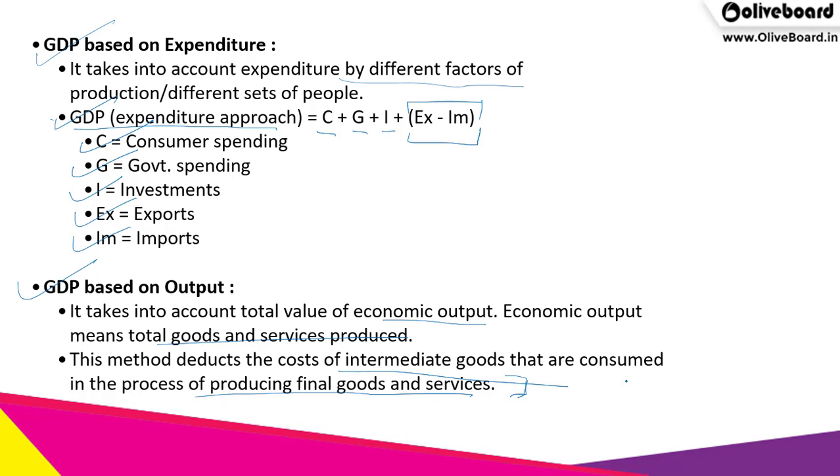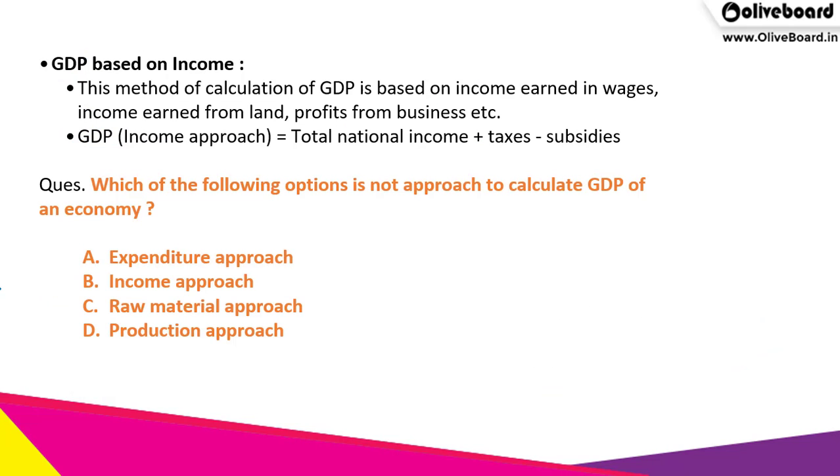So if we are counting the final product, and also counting the intermediary goods being used in the production of the final good, that means we are counting intermediary goods twice, which leads to a thing called double counting, which we have to avoid at all costs. Otherwise it will not be a correct picture of our economy.